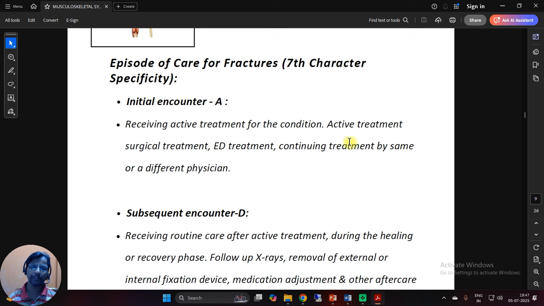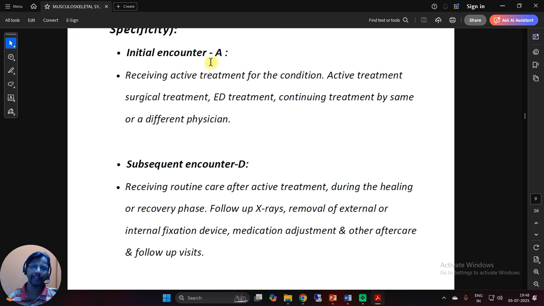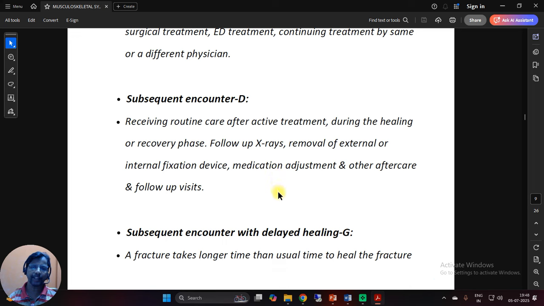So most of the time active treatment includes surgical treatment, ED treatment, or continuing treatment by the same or a different physician, where you will use seventh character A, initial encounter or initial treatment. Subsequent encounter, D: receiving routine care after active treatment during the healing or recovery phase. Most of the time when the patient comes in for follow-up, we need to use D. Follow-up X-rays, removal of external or internal fixation device, medication adjustment and other aftercare and follow-up visits.